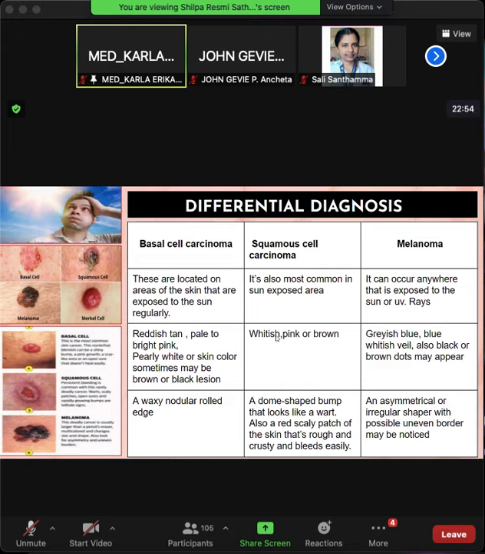Here we can also differentiate by the nodular form. Basal cell carcinoma has a variant of a waxy nodular rolled edge. Squamous cell carcinoma presents as a dome-shaped bump that looks like a wart, or a red scaly patch of skin that is rough, crusty, and bleeds easily. In melanoma, it is an asymmetrical shape, and an uneven border may be noticed. Next slide.